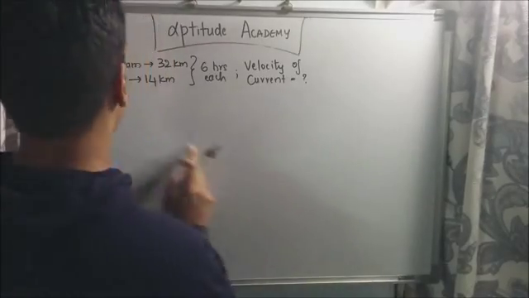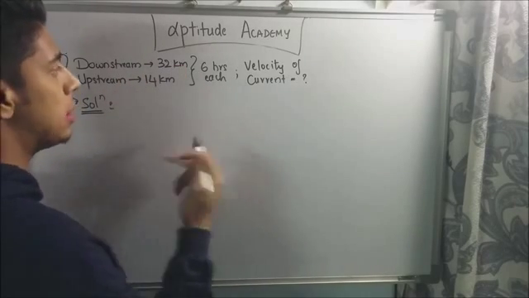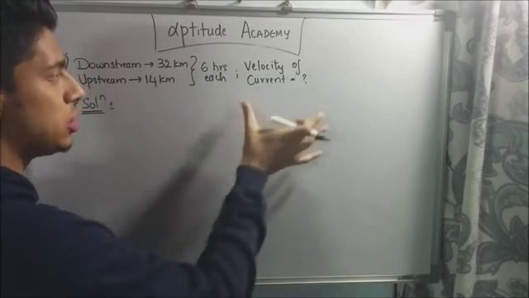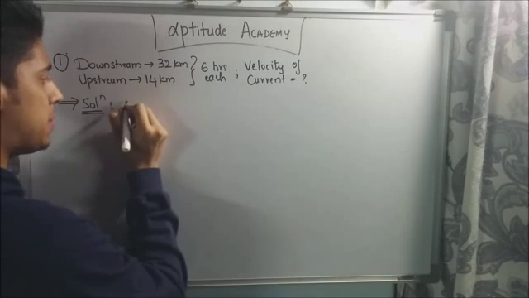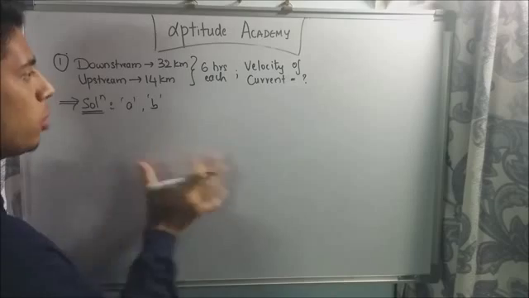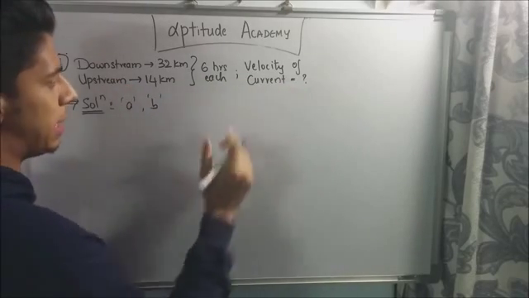Alright, for the first sum, we've said that the downstream is 32 kilometers and the upstream is 14 kilometers. Now, the person who rows the boat completes each of these in 6 hours each, and they've asked you to find the velocity of the current. Now, in the previous lecture, as I've denoted, the downstream speed is A and the upstream speed is B. Now, what you have to do is find out A and B, and then we can move on to the second part.